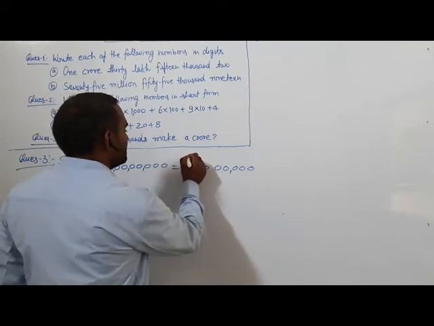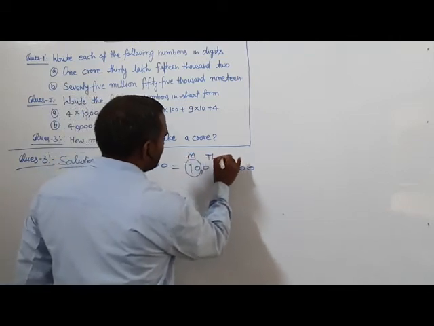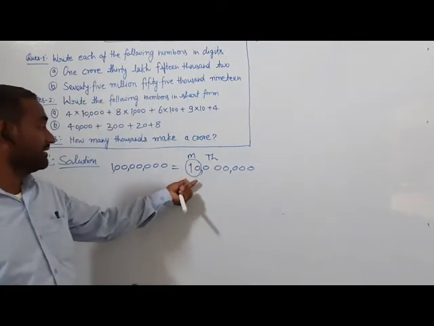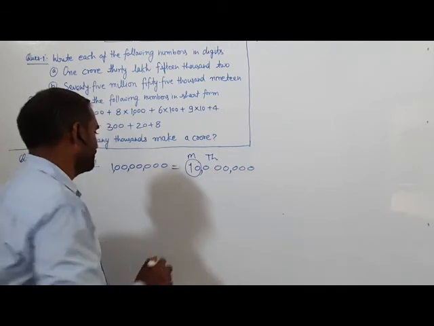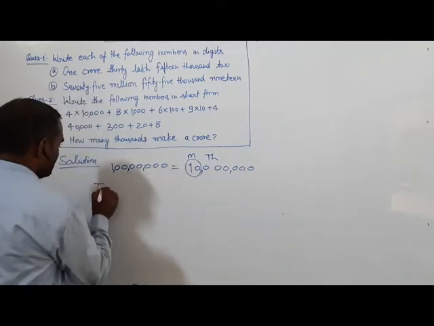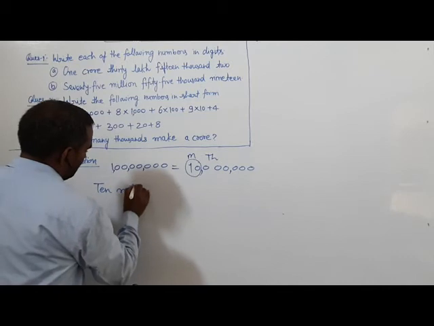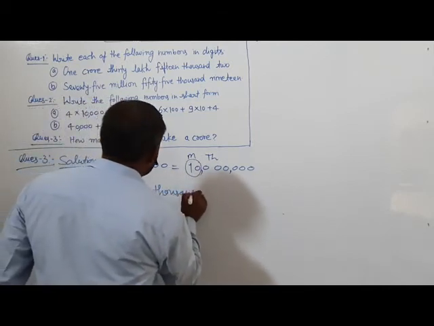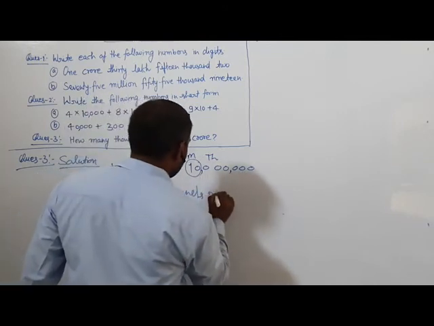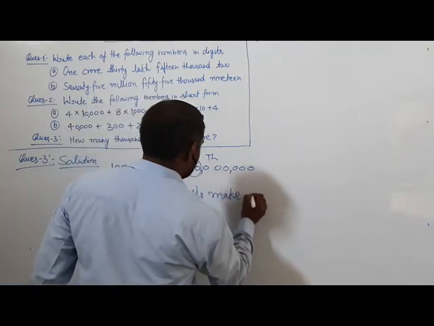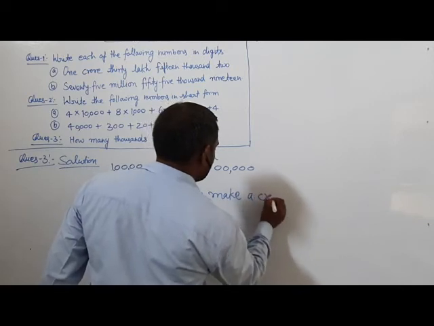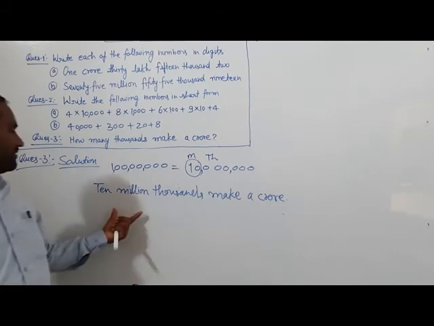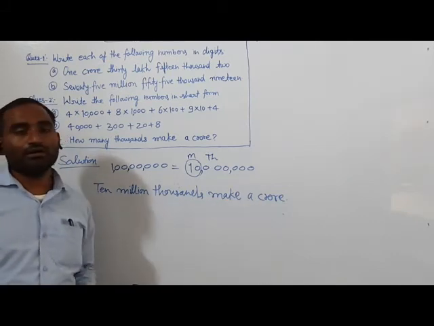This is the place of million, and this is the place of thousand. So million, 10 million. At the place of million, there is 10. So you have to write 10 million thousands make a crore. So 10 million thousands make a crore.